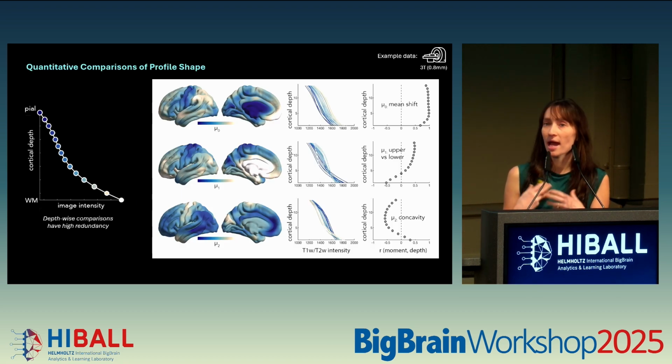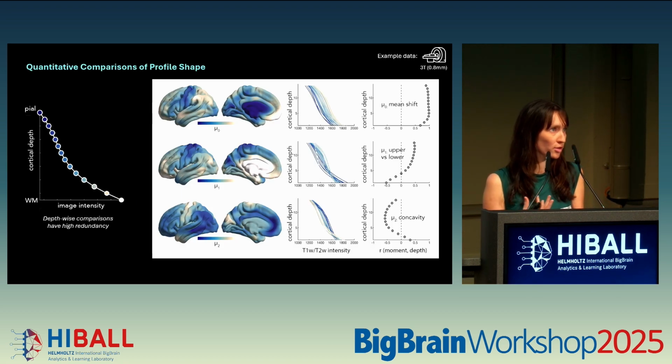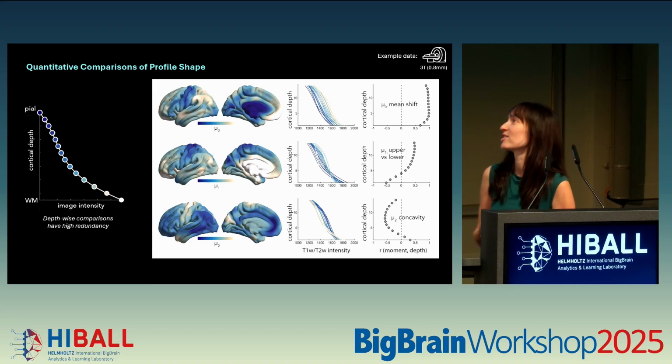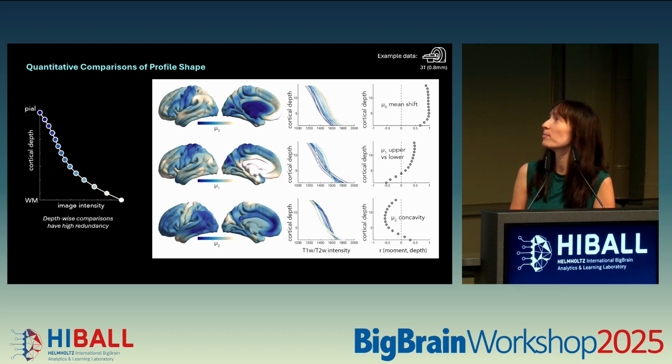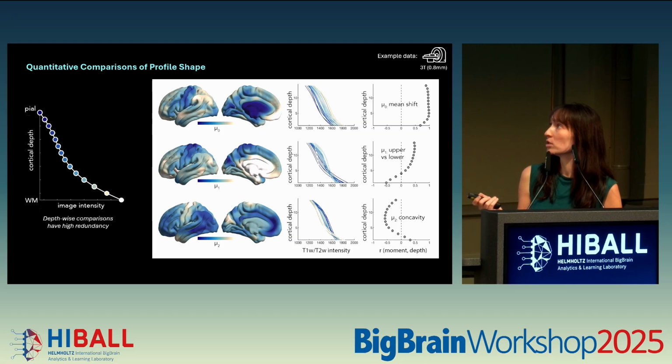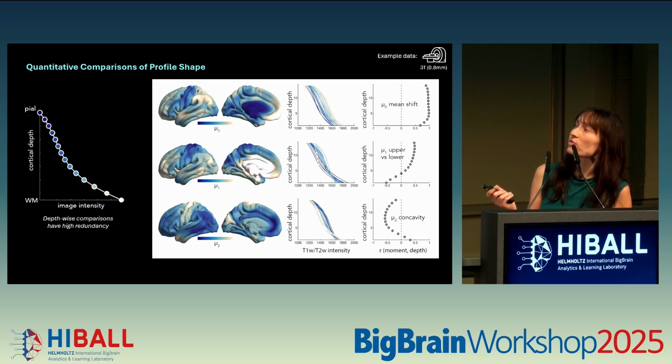First, a little bit about how we analyze these profiles. Once again, we borrow innovations from histology. There was an approach by Schleicher back in the 1990s, where you can analyze the shape of a profile based on its central moments. On the left, you see a typical profile that we would obtain with microstructure-sensitive imaging, at something like 0.8 millimeter resolution. I always put the pial surface at the top and the gray-white matter boundary at the bottom. So you end up with a pretty nice, smooth curve.